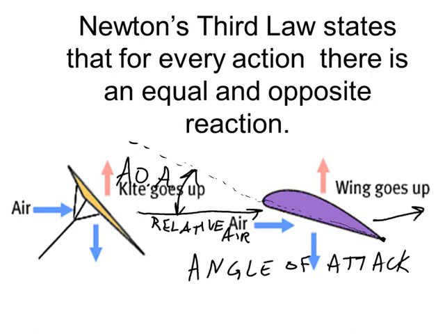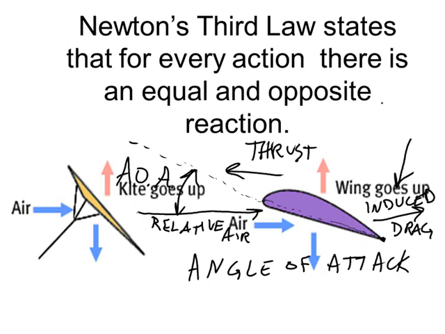So if we have thrust going in this direction, we're going to have drag in the opposite direction. We're going to have induced drag. And induced drag is drag due to lift. If you're getting lift, you're producing drag, and this is called induced drag.